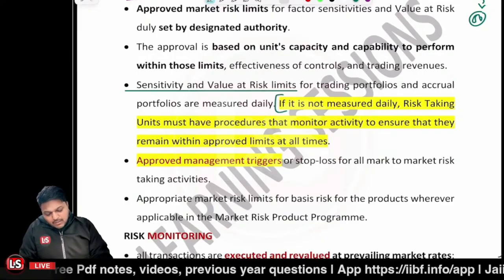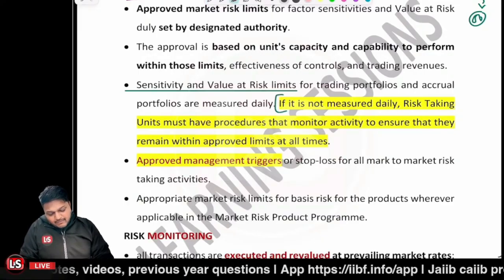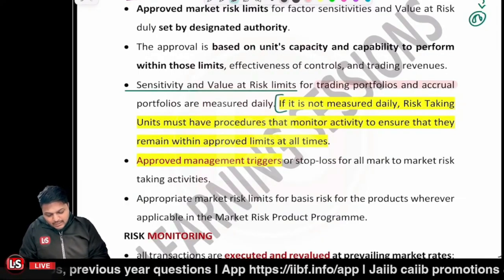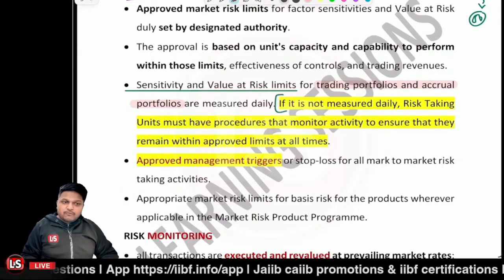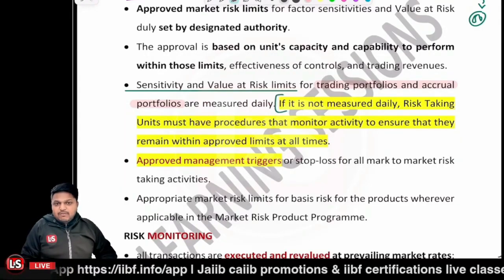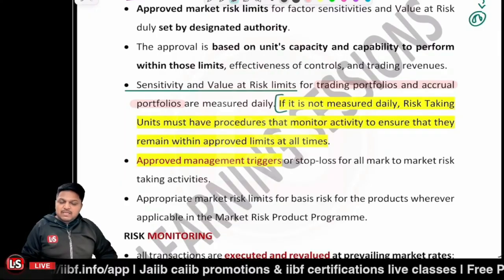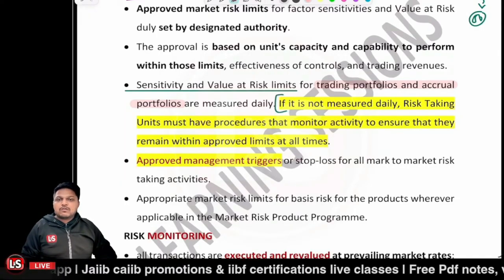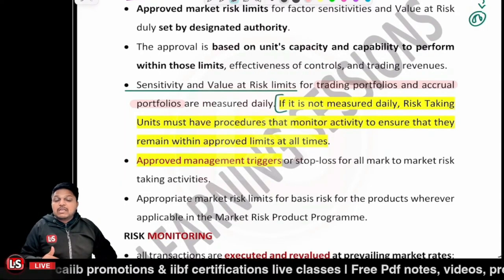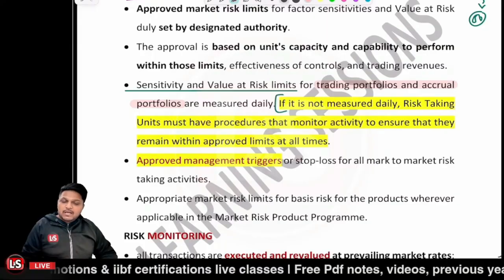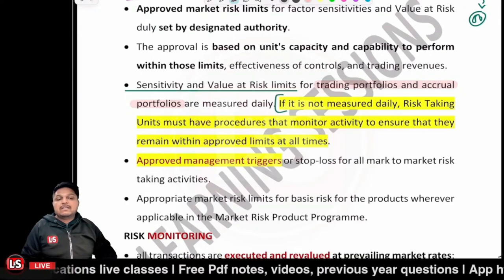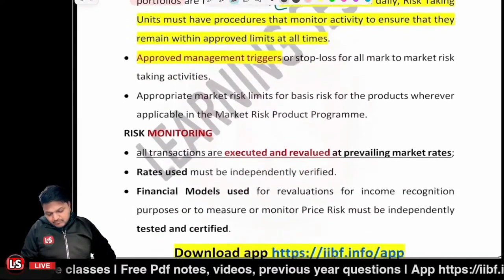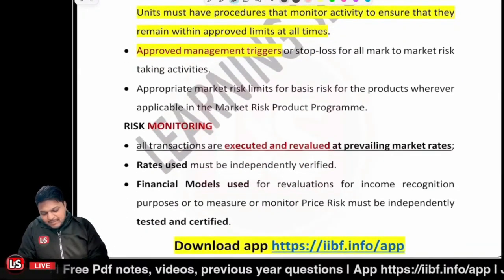We are talking about the trading portfolios and accrual portfolios. Even so, if for the trading portfolios or the accrual portfolios they do not have daily values, if the VAR or sensitivities are not going to be measured on a daily basis, then in that scenario they must have procedures to monitor their activity effectively, right? That's the case. And the approved management triggers could be there.